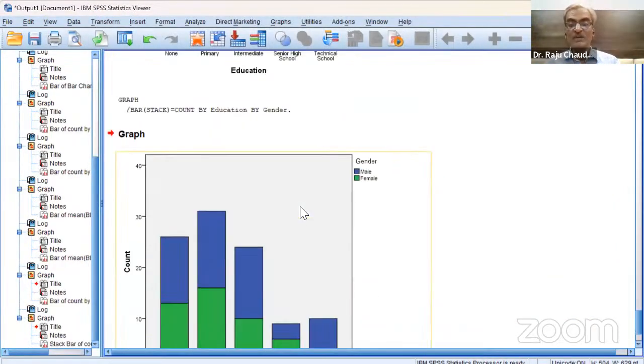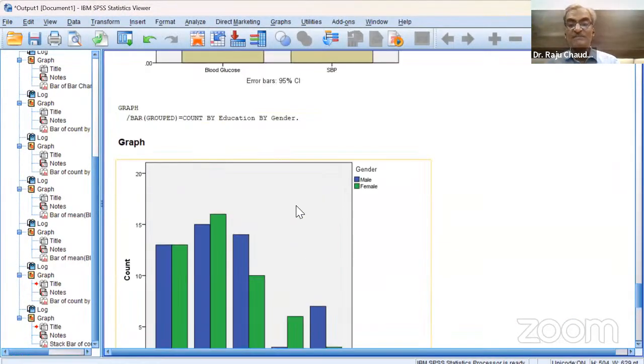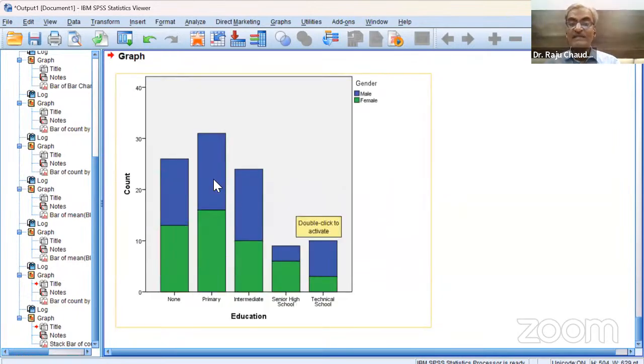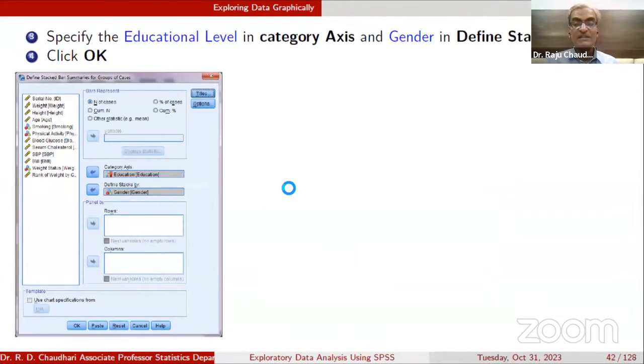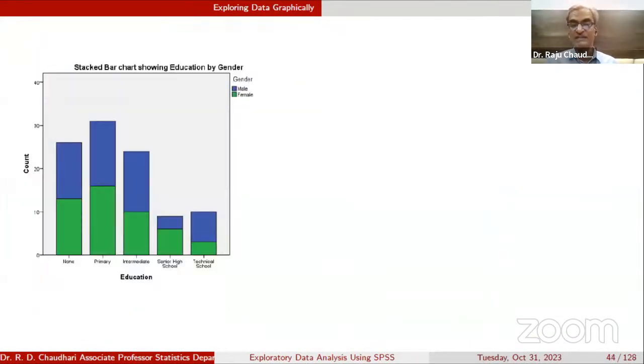Now you can see the same bar chart, but now it is stacked. It is a stack bar chart. So this is how we can create a stack bar chart.